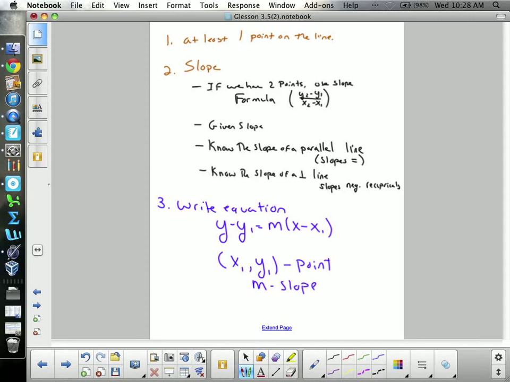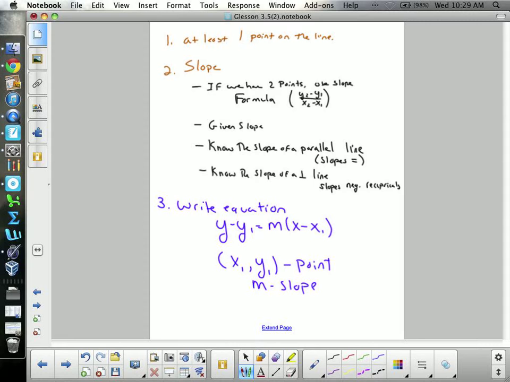Because we need to know a point and a slope. I can use slope-intercept and solve for the y-intercept and go through that whole process if you want. It's longer, it's a lot more algebra, it's a lot more prone to error. Point-slope is very straightforward and easier.